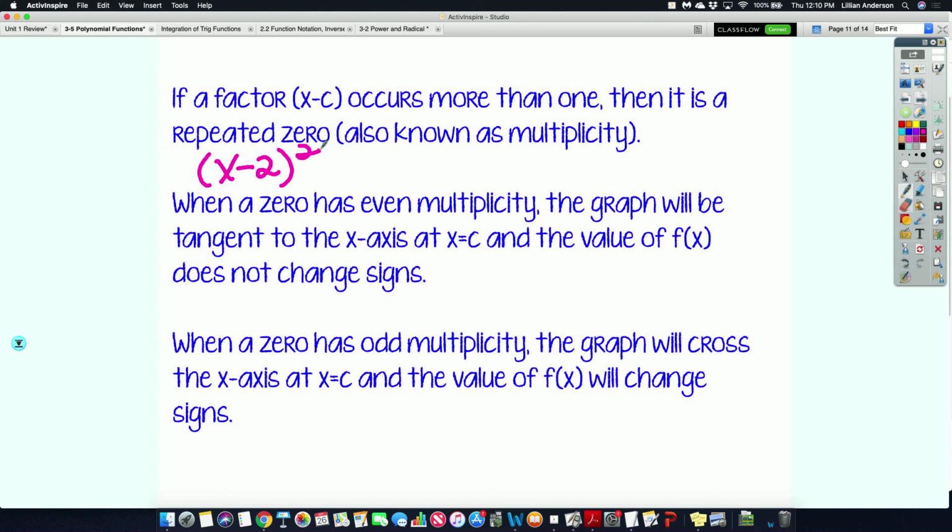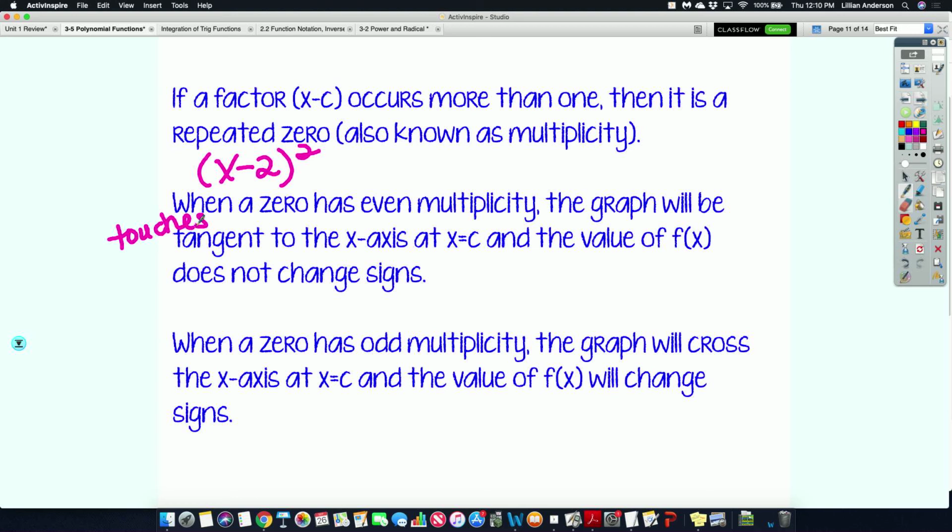So when a 0 has an even multiplicity, like the one that I just wrote up there, the graph will be tangent to the x-axis at x equals c, and the value of the sign does not change. So, what does that mean? Does anybody know what tangent means? It means it doesn't cross, it actually touches. So tangent means that it touches the x-axis.